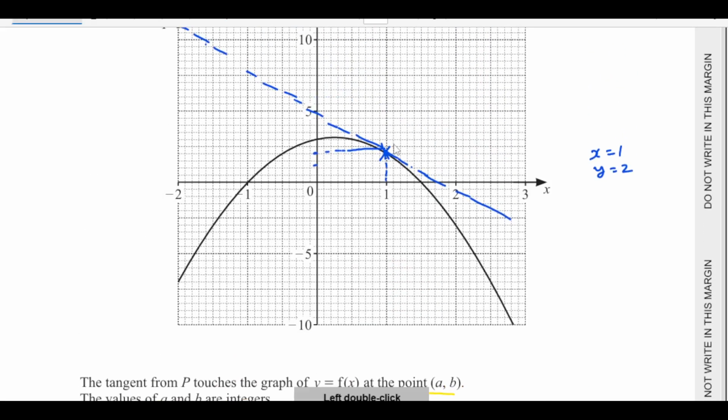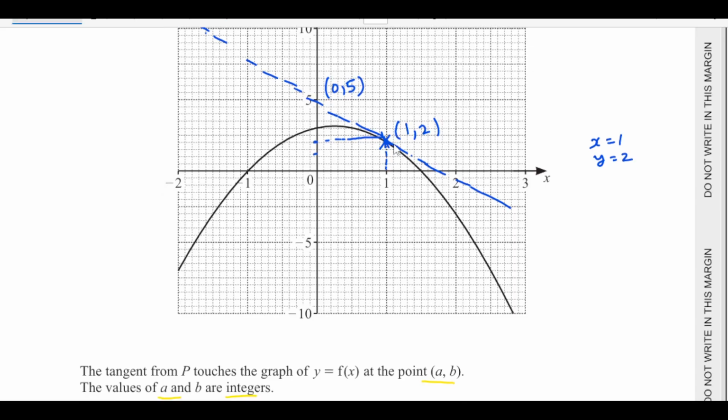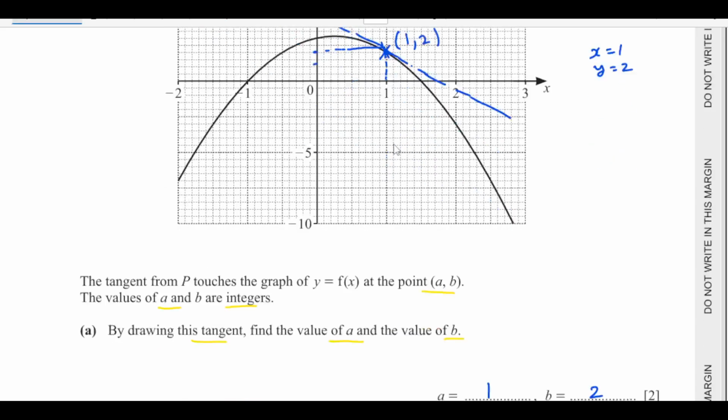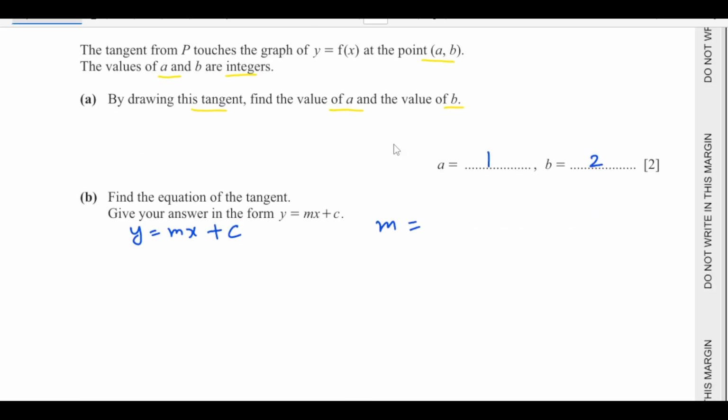If I take this as the point (1, 2), and we can take this other point as (0, 5), right. So then we can find the gradient from here using these two points: y2 minus y1 over x2 minus x1. So this is 5 minus 2 over 0 minus 1. So this is 3 over negative 1, it is negative 3.